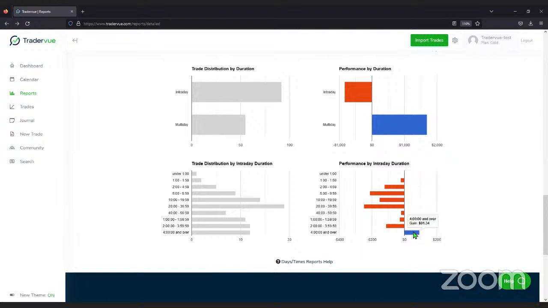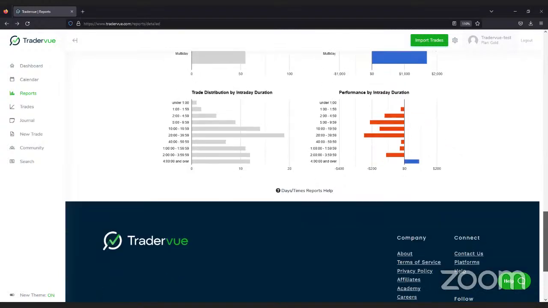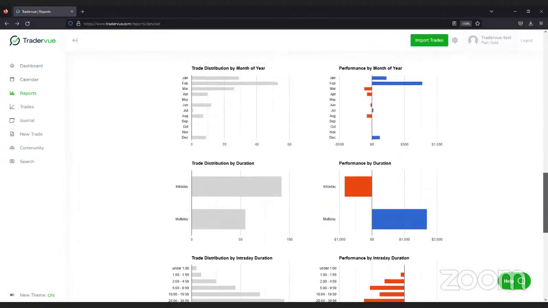Performance by duration, you can see this works more for intraday traders. But as you can see, when this trader holds intraday, he's not making much money, but at 4 hours and over, which does not include the multi-day, but it's here, he's actually making money. So this trader should be doing more swing trades and fewer intraday trades.